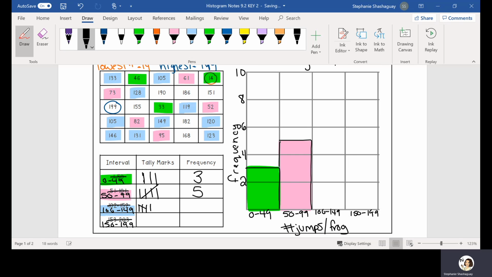If I did the tally marks, it would look like this. I have 10 frogs that jumped between 100 and 149 times. Okay, so I would draw that in on my histogram, on my graph, and shade it in.